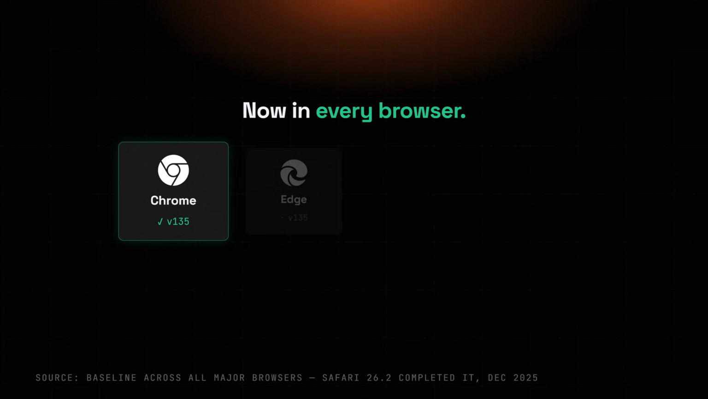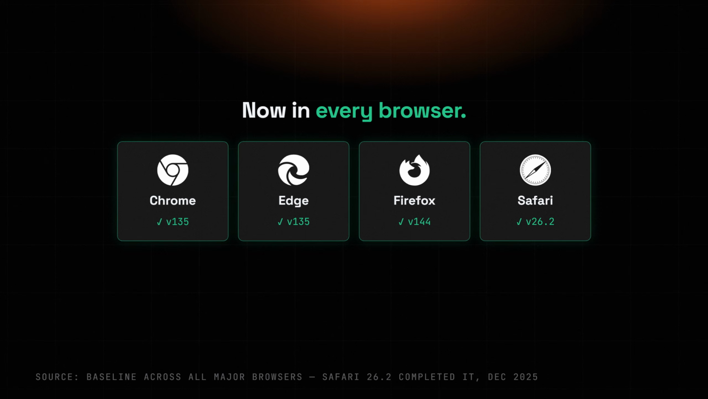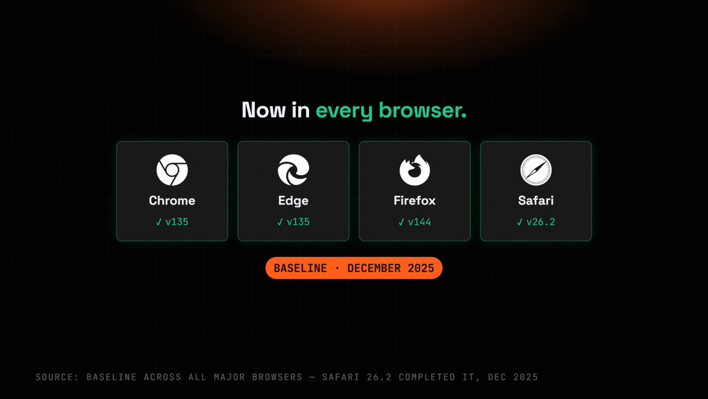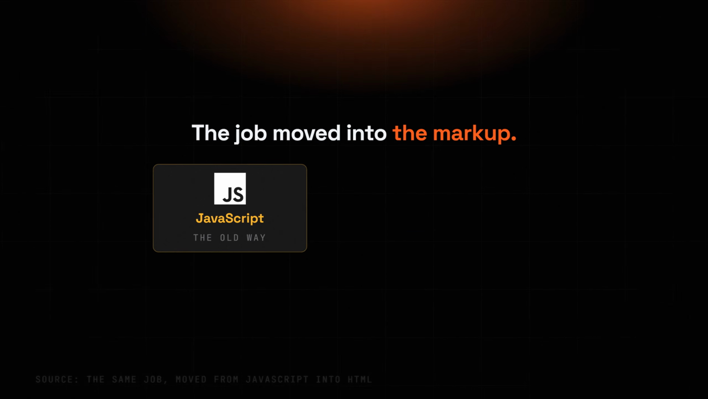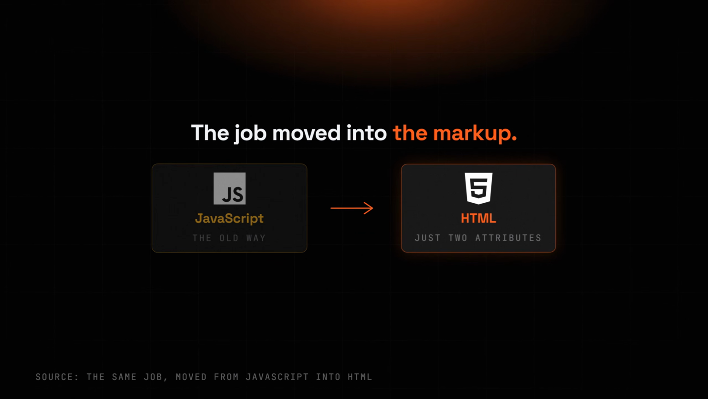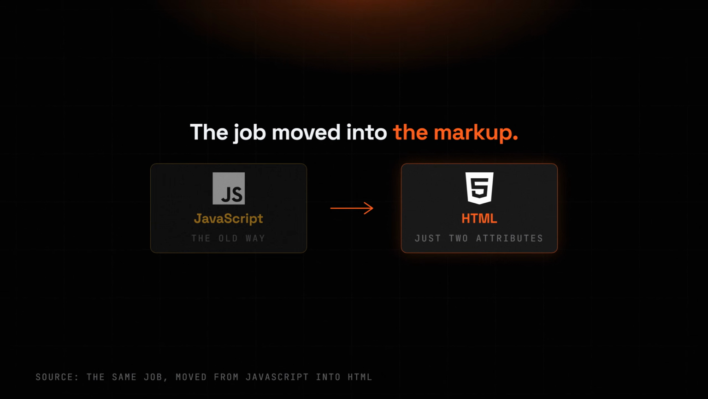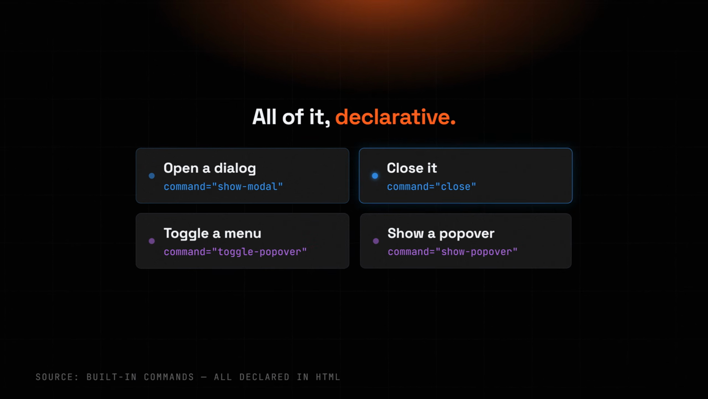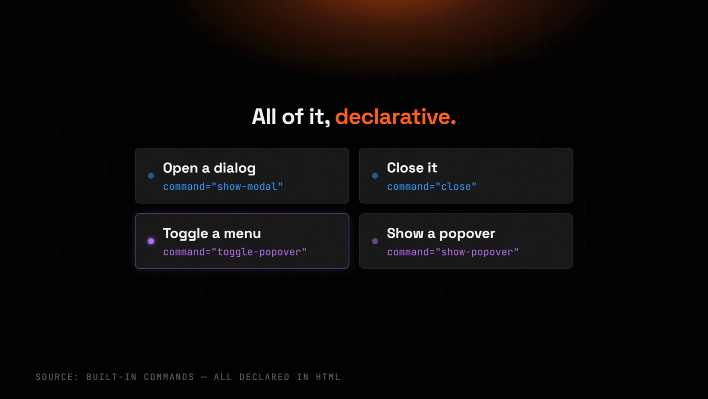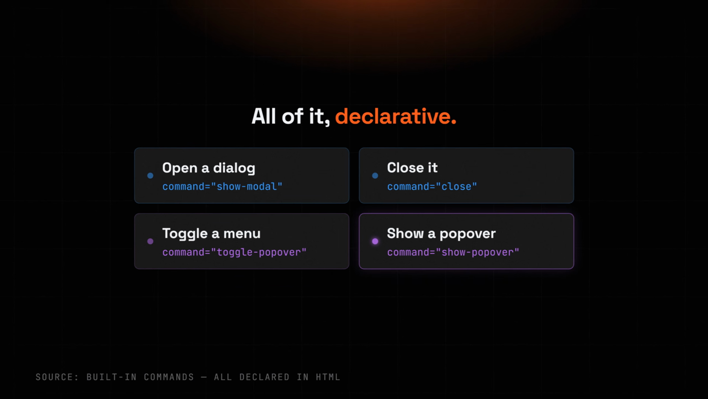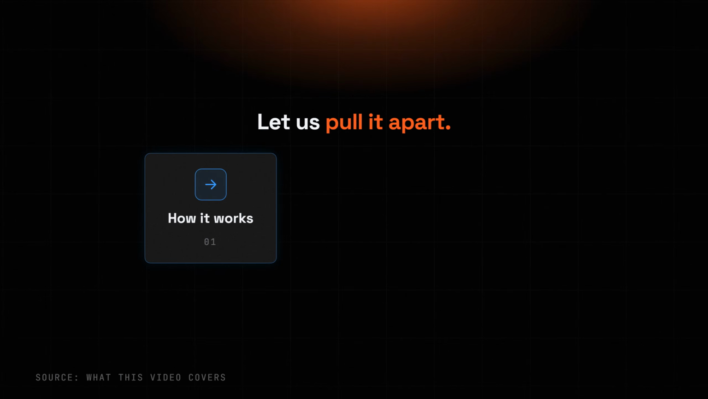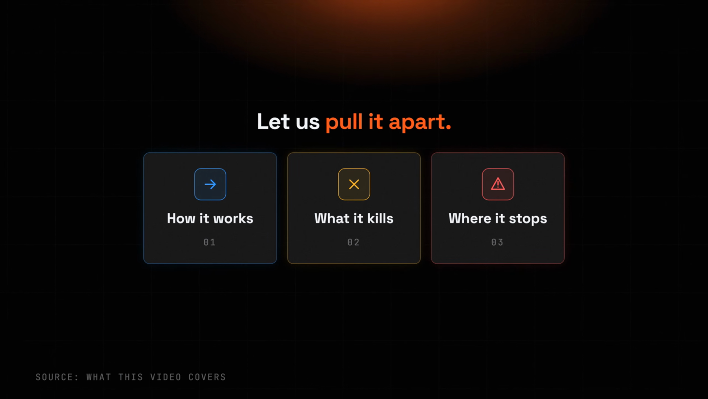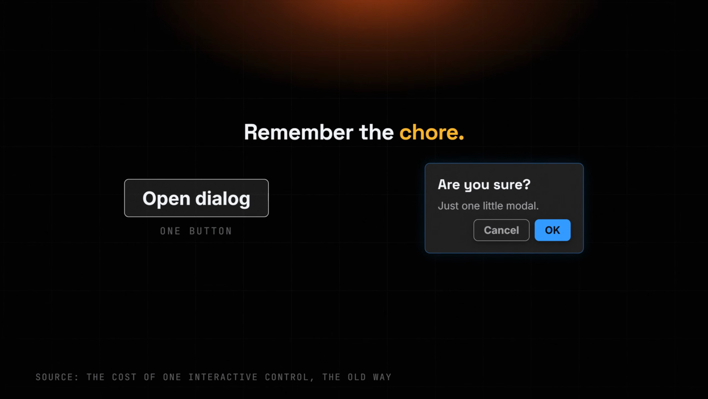And as of the end of 2025, they finally work in every major browser, Chrome, Edge, Firefox, and yes, even Safari, which means the thing you reached for JavaScript to do 1,000 times over, HTML can now simply do all on its own. Open a dialog, close it, toggle a menu, show a popover, all of it declared right there in the markup. So let us pull it apart, how it works, what it quietly kills, and exactly where it stops. First, why this is genuinely a big deal.